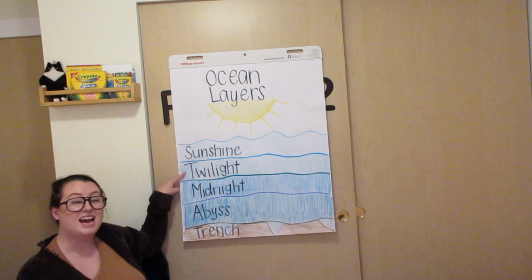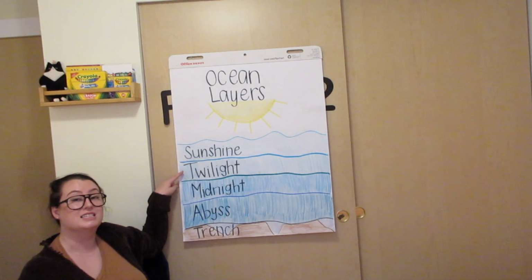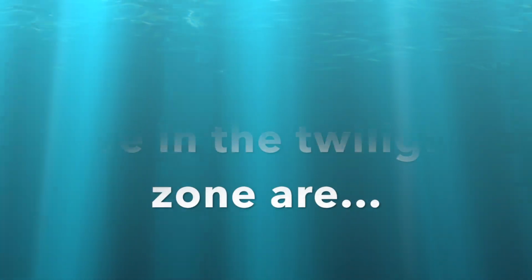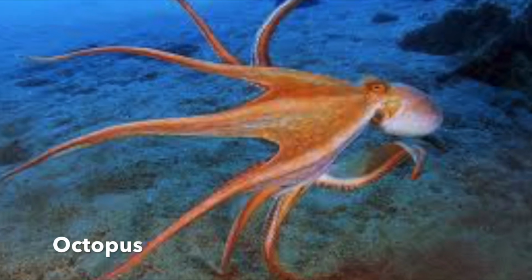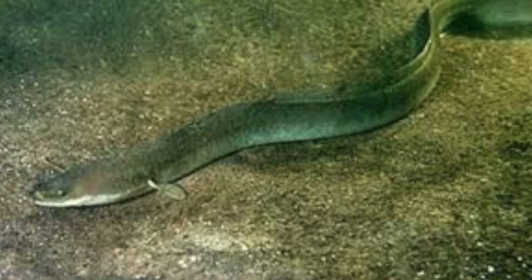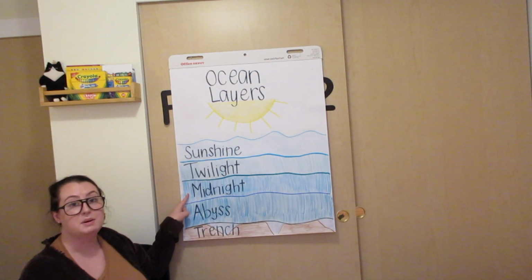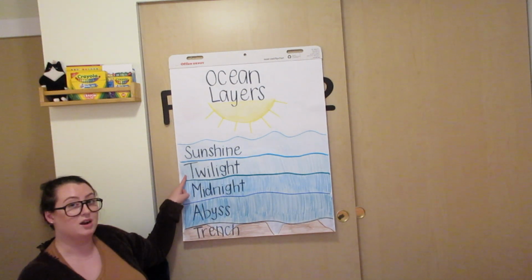The next layer has a little bit less sunlight, so that means it is darker. There is less sun shining into the twilight layer. The middle layer is called the midnight layer. Midnight is a time of day when it is very dark out. So our middle layer is even darker than the layer before.